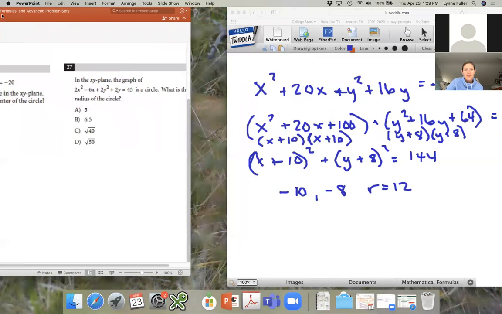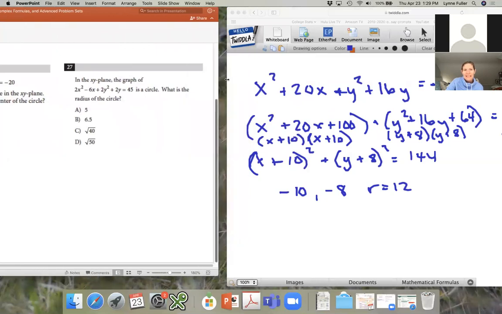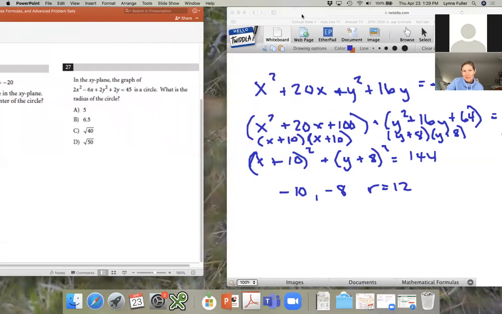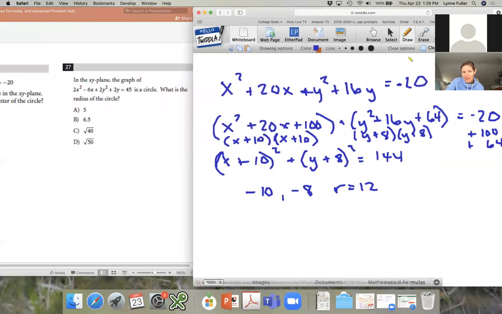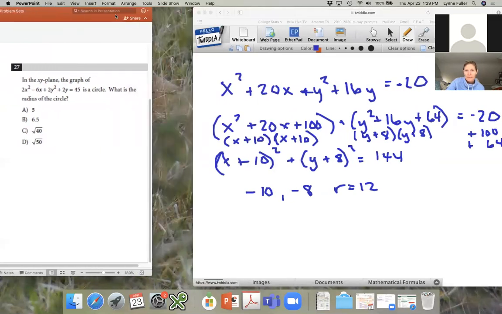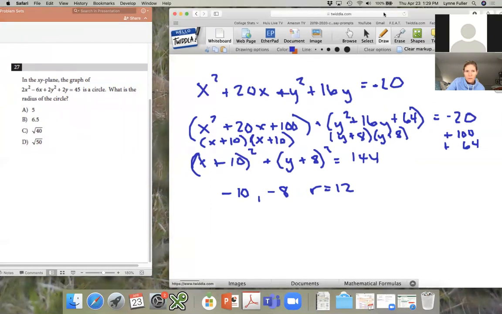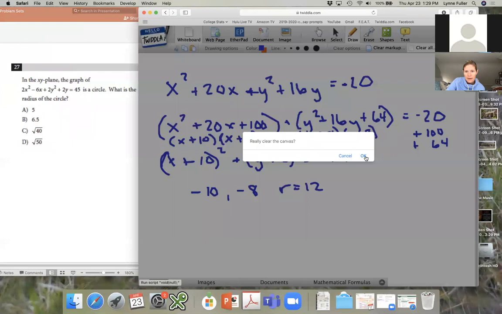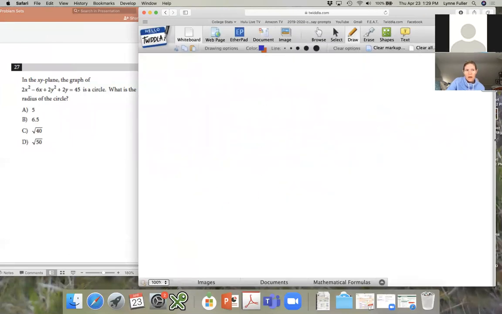So with number 27, this is going to be the most complicated completing the square I'm going to give you. So it's a little bit tougher. I'm going to clear this out so we have enough room. Okay, so here's what's going to be annoying with this particular problem. We have 2x squared minus 6x plus 2y squared plus 2y equals 45.